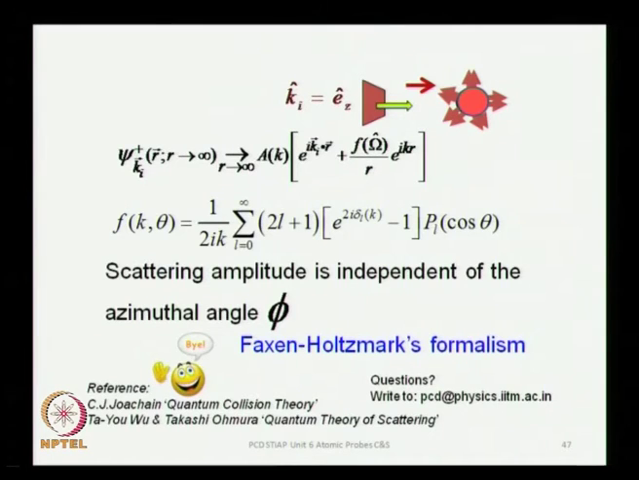These two references which I have mentioned over here are very good sources. Joachain's Quantum Collision Theory, and Quantum Theory of Scattering by Wu and Ohmura. Both of these are excellent sources, but you will find this discussion in many books on quantum mechanics. Landau and Lifshitz is also a very good source, and I have certainly taken some material from Landau and Lifshitz. So these are some references that you might want to use.